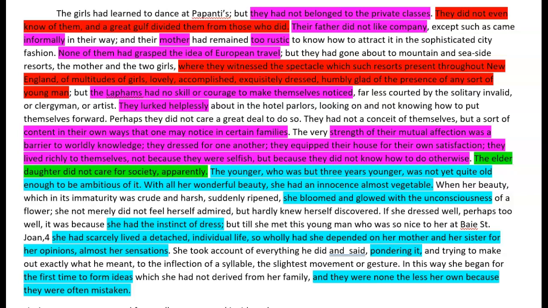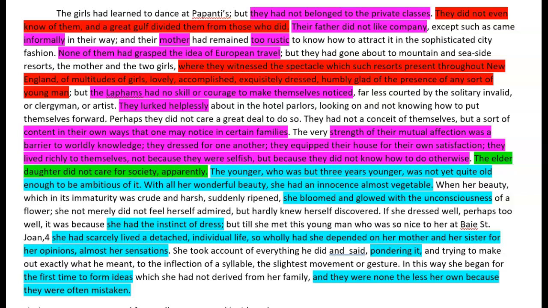This shows us again the connection between their family and society. It's the fact that these girls are not the really cool girls in society. Guys are not hitting on them. And then once you start getting into the purple stuff, you get a bigger picture. It explains their father didn't really like to socialize. He didn't like to have fancy parties. The mother was too rustic, which means too unaware of really formal manners.